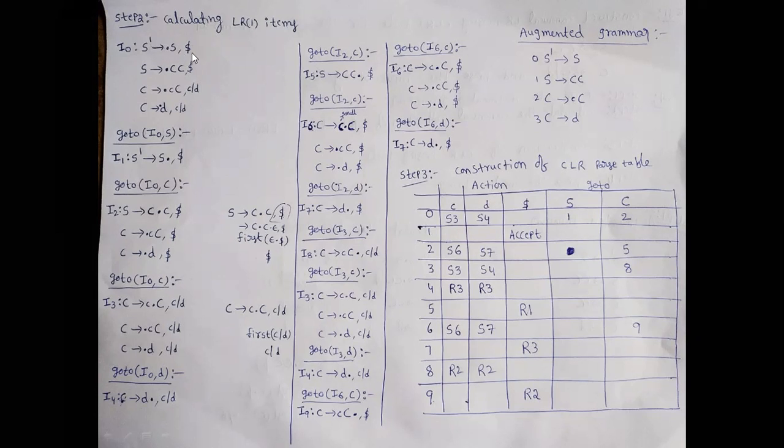So how are we getting dollar? In the first item, adding the symbol in the augmented grammar, by default the look ahead is dollar. Then after the dot we have a non-terminal capital S, so we add the productions of capital S. S is production with dot capital C, comma. So here, we are getting dollar in this way.